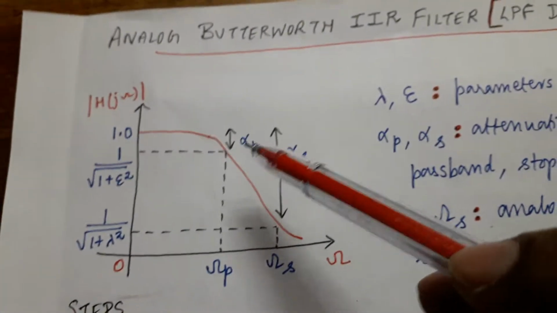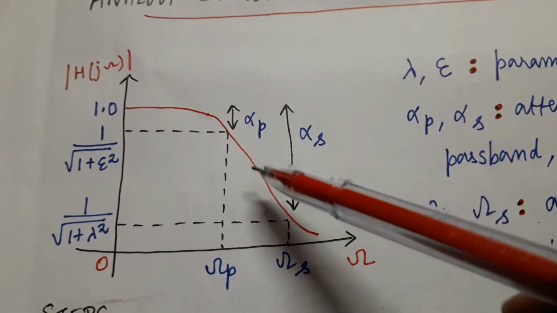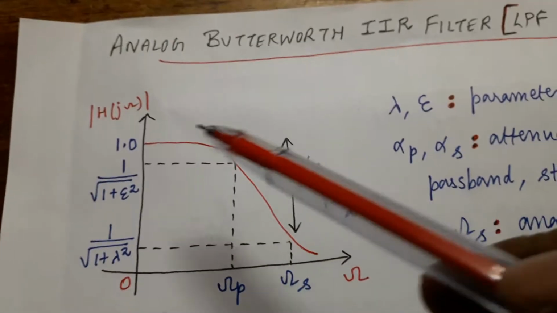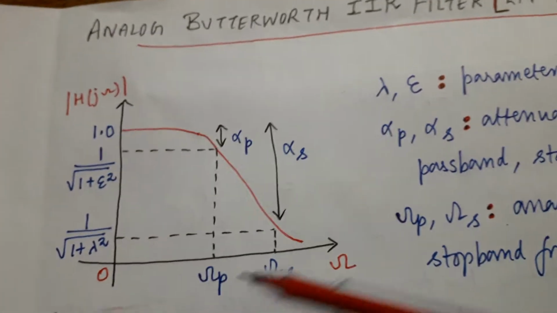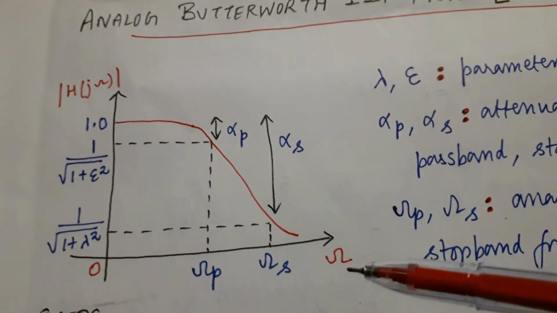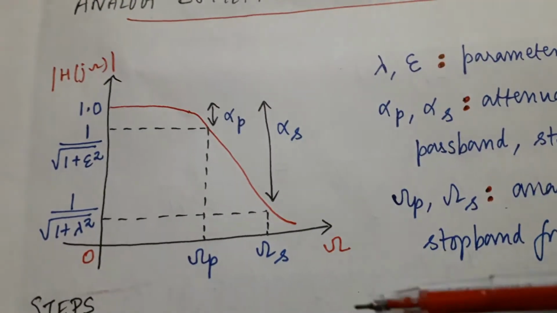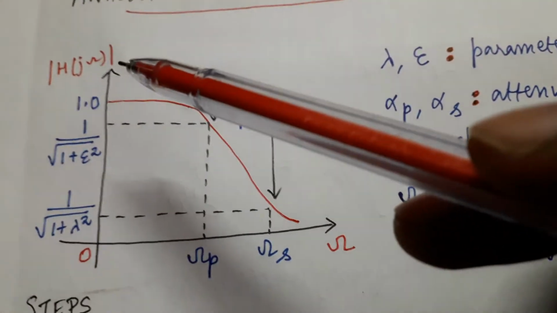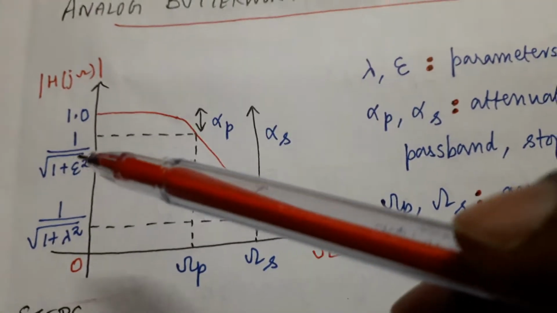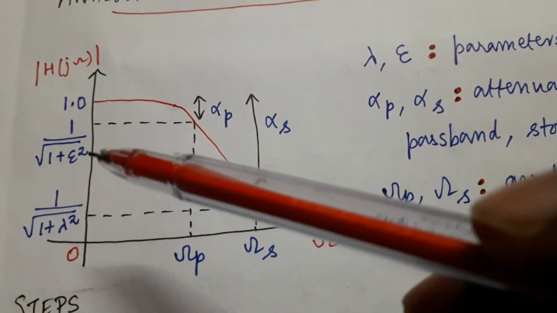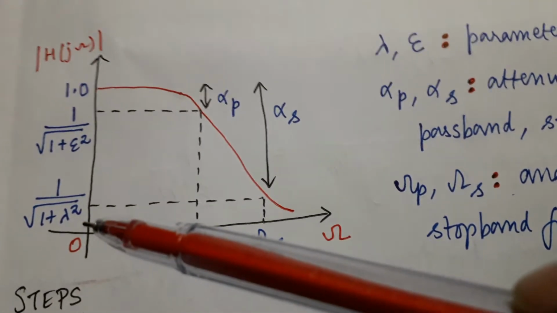Okay, so the Butterworth filter, usually a low pass filter, will be like this. It is monotonic in pass band, monotonic in stop band. Monotonic means it's only a single line. So the magnitude response is between analog frequency and magnitude function, omega versus modulus of H of j omega. Here, what are the various things we have to know? This point is nothing but 1 by root of 1 plus epsilon squared. This point is nothing but 1 by root of 1 plus lambda squared.